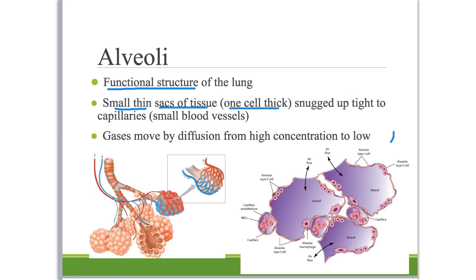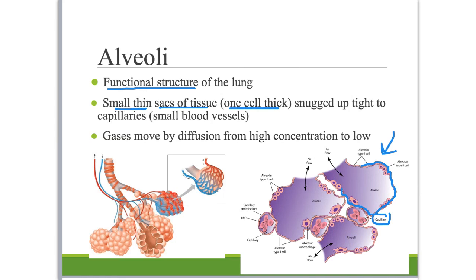So this picture on the right of the screen is showing, this pink line around the outside is the cell that provides like the skin of the sac. Like if this was a balloon, that would be the latex of the balloon. And it's only 1 cell thick. And right on the other side of that 1 cell, we have a small tiny blood vessel known as a capillary.